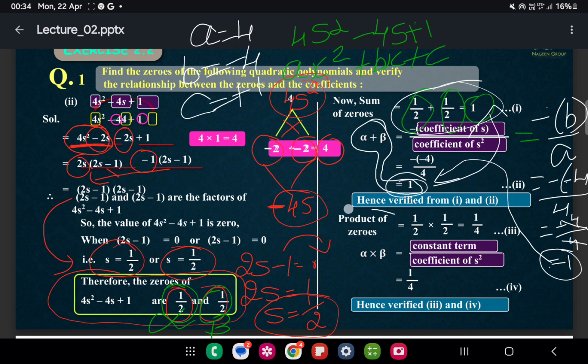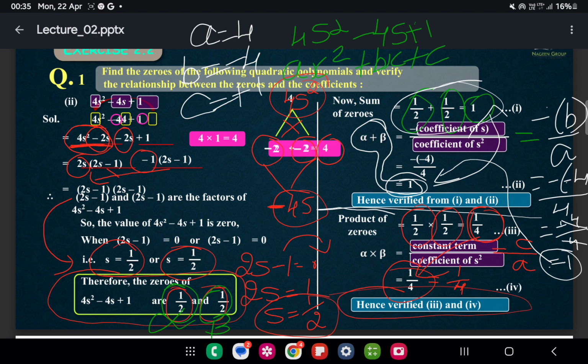Come to the product of the zeros. Here the product of the zeros is alpha into beta. Alpha is 1 by 2, beta is 1 by 2, so we will get 1 by 4. 2 into 2 is 4, 1 into 1 is 1. By the formula method, constant term divided by coefficient of x square. Constant term means c divided by a. So c is here 1 divided by a, which is 4, it is 1 by 4. That is the answer. Already we have got this answer also.